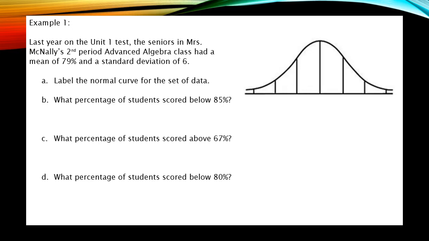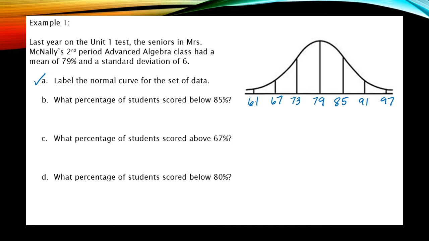So our mean goes in the middle, 79, and then we're going to add 6 going to the right and subtract 6 going to the left. So if I added 6, I would have 85, then 91, and 97. And if I subtracted 6, I would have 73, 67, and 61. So that takes care of part A.